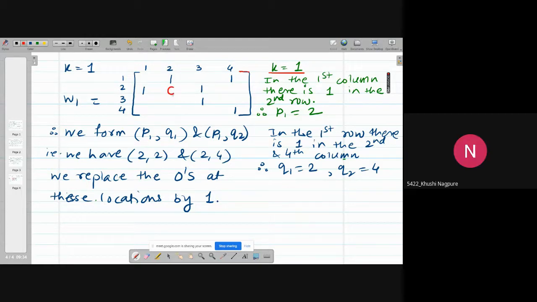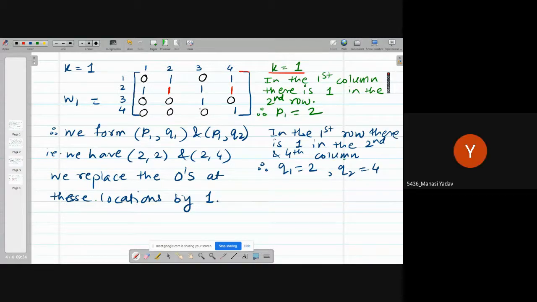Yes, ma'am. So the 2 2 entry I'm replacing by 1, and 2 4 also I'm replacing by 1. So I have brought some changes in my matrix. Is that okay? And the rest of the elements I'm keeping as zeros. Okay? Is that clear?